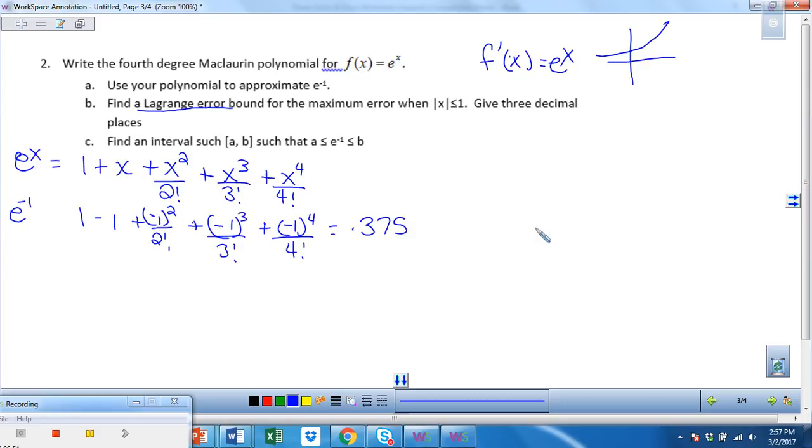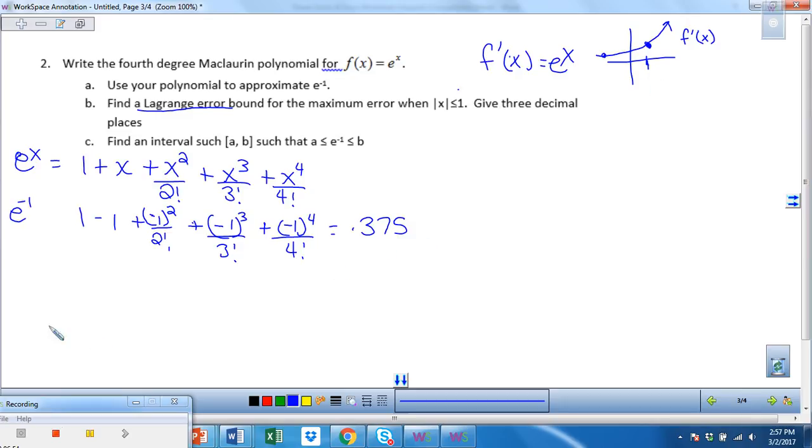So if my maximum value for x, and I'm told here that x can only go between negative 1 and 1, okay? If x can only go between negative 1 and 1, where will its derivative be the highest? Well, its derivative would be the highest at 1, okay? Because this is the function, this is f prime of x. It's an increasing function, and so the derivative is going to be highest at this endpoint.